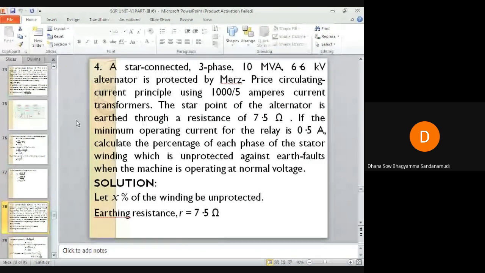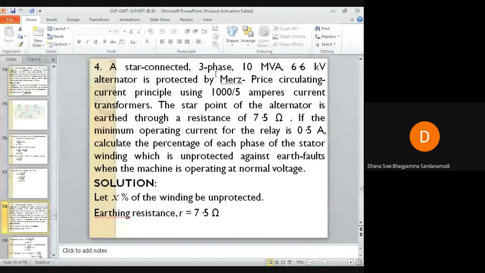Okay. And if the minimum operating current of the relay is 0.5 amperes, calculate the percentage of each phase of the stator winding which is unprotected against earth faults when the machine is operating at normal voltage. So you have to calculate the percentage of each phase of the stator winding which is unprotected against the earth faults.